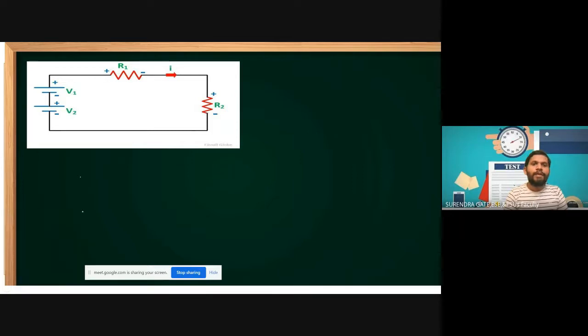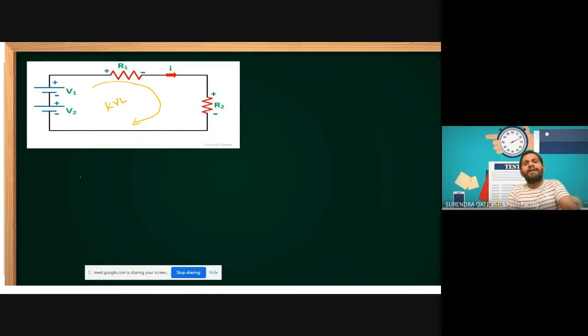Yes, friends. Apply KVL in this loop. Any direction we can apply, go for clockwise or anti-clockwise. We can get the final answer is same. Final answer is same. Okay.